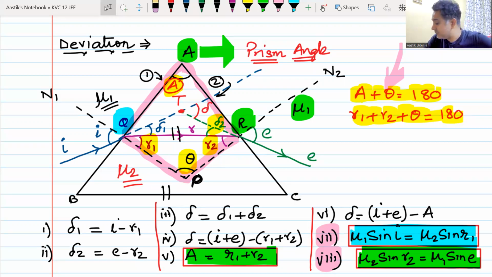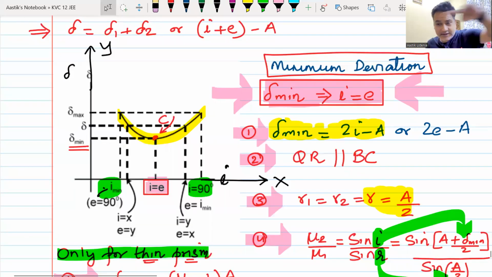Then we had seen what happens when the deviation is minimum. The line QR that we saw becomes parallel to the base. Angle of incidence becomes equal to the angle of emergence, and r1 and r2 become the same, and that becomes equal to A by 2. Yes or no? Do we remember this? Yes, sir.